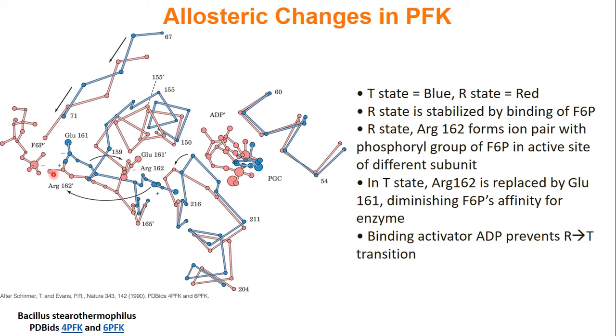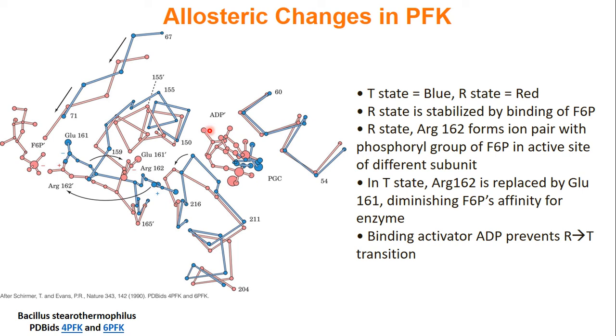In the T state though, this 162, like I said, is all the way over here. And in its place, glutamate 161, which was right here, swings into that binding site. So in the T state, you have a negative charge right here. So F6P won't want to bind because there'll be negative repulsion. So that is how the T state is preventing your substrate from binding, by putting a big negative glutamic acid right where the negative F6P wants to bind.